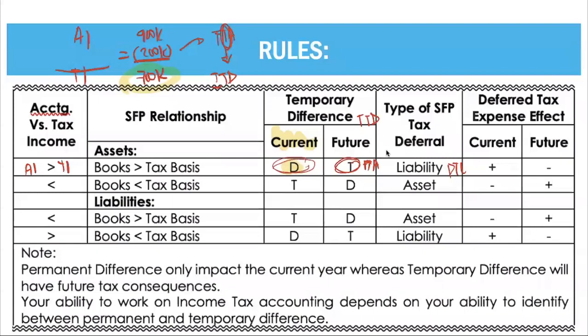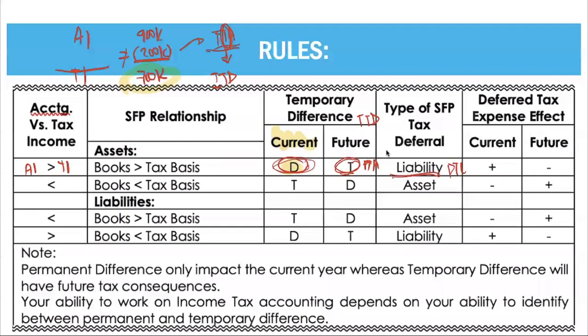Accounting income is greater than your taxable income. Again, since they are unequal, we need to equalize them. How do we equalize them? You need to deduct in the current year. If you deduct in the current year, you will have a future taxable amount. A future taxable amount results in a taxable temporary difference. That's why you have a liability.